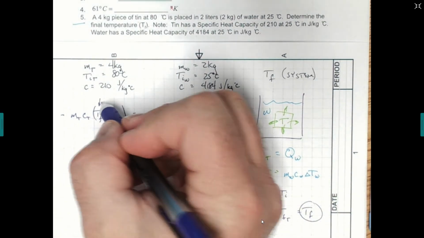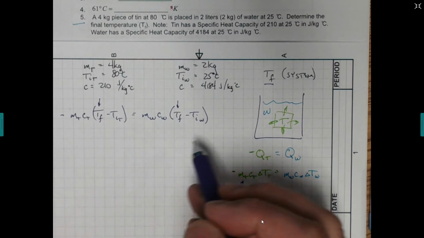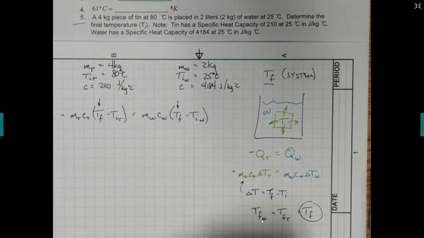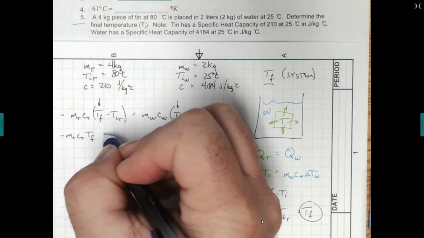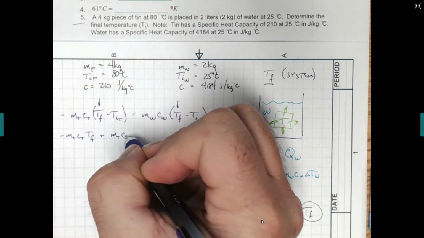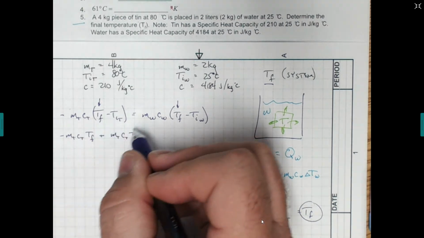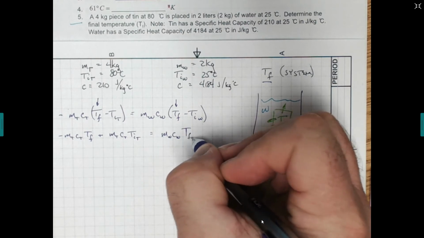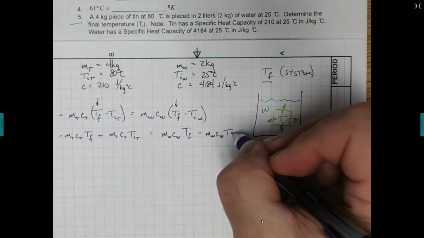Now this is my unknown. That's what I'm solving for. And so now it's just a bunch of algebra to get that all by itself. First we have to do the distributive property, to get out of that parenthesis prison. So we're going to have negative m_tin c_tin T_f, and then minus and a minus, so this is going to be a plus, mass of tin, specific heat of tin, temperature initial of tin. I just multiplied the mc times everybody. You can do the same over here: mass of water, specific heat of water times temperature final, minus mass of water, specific heat of water times temperature initial of water.